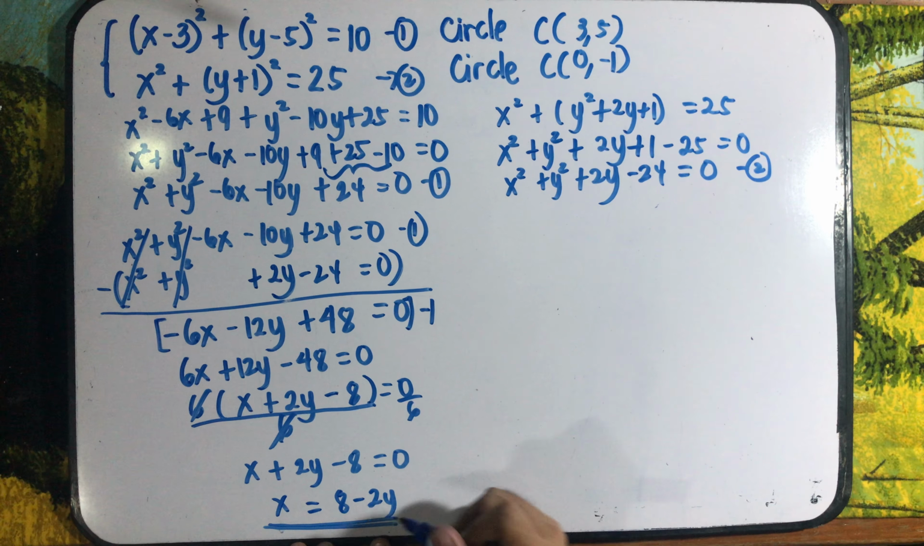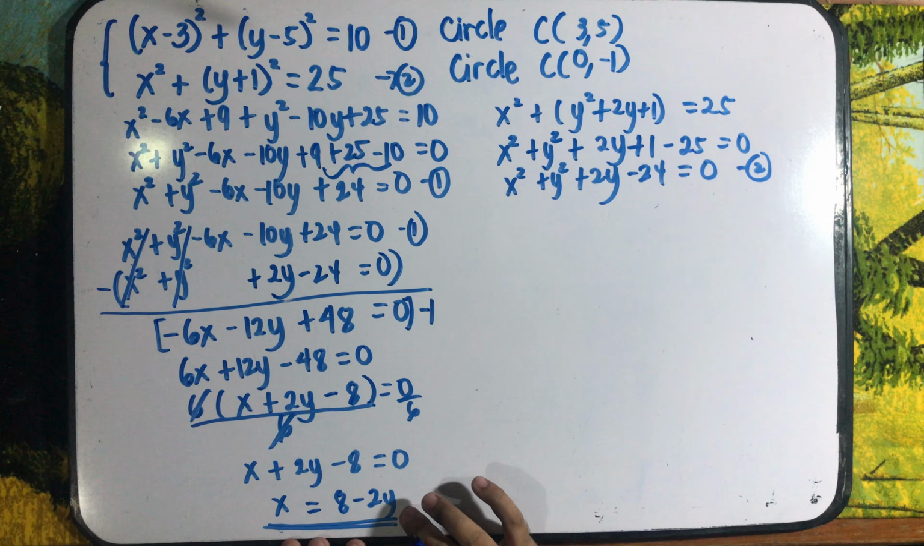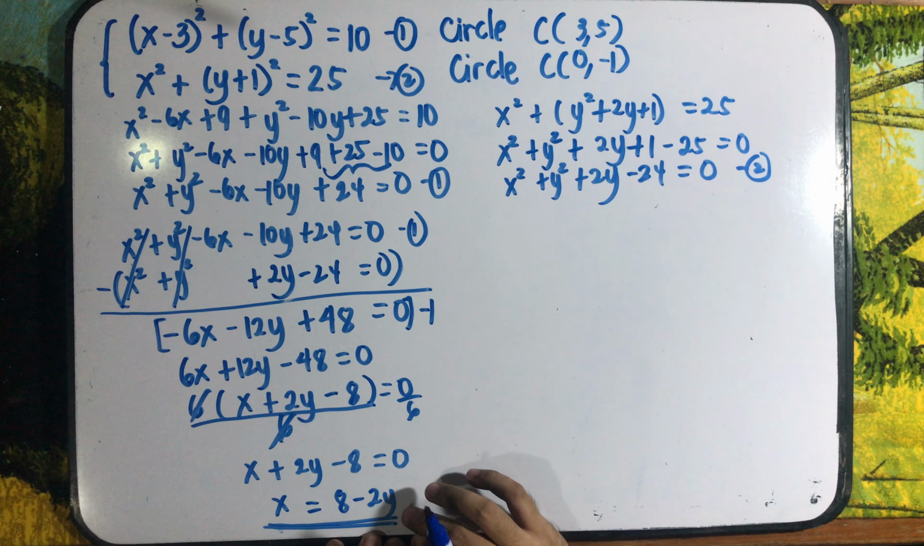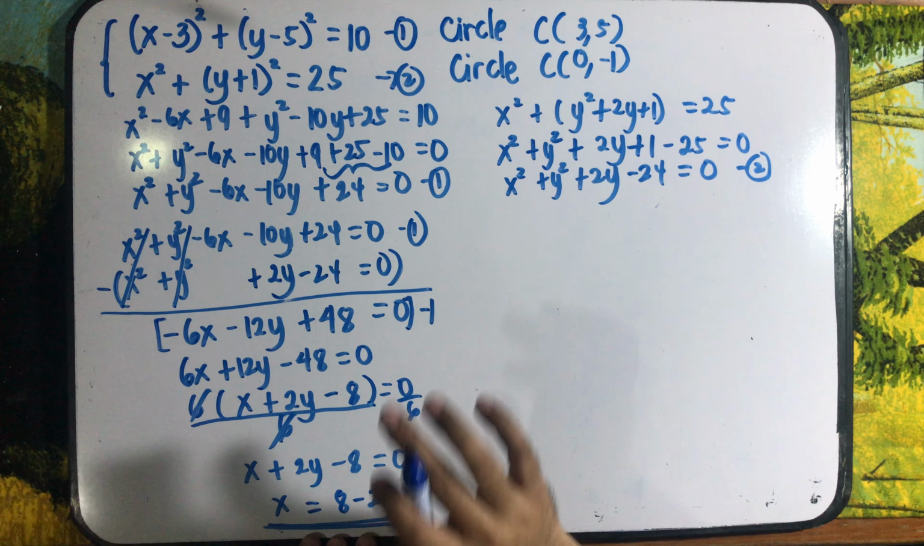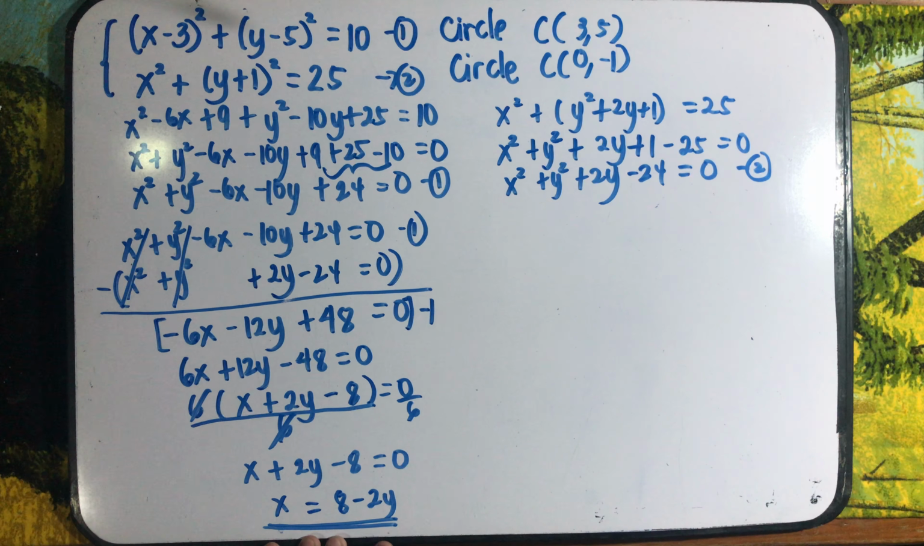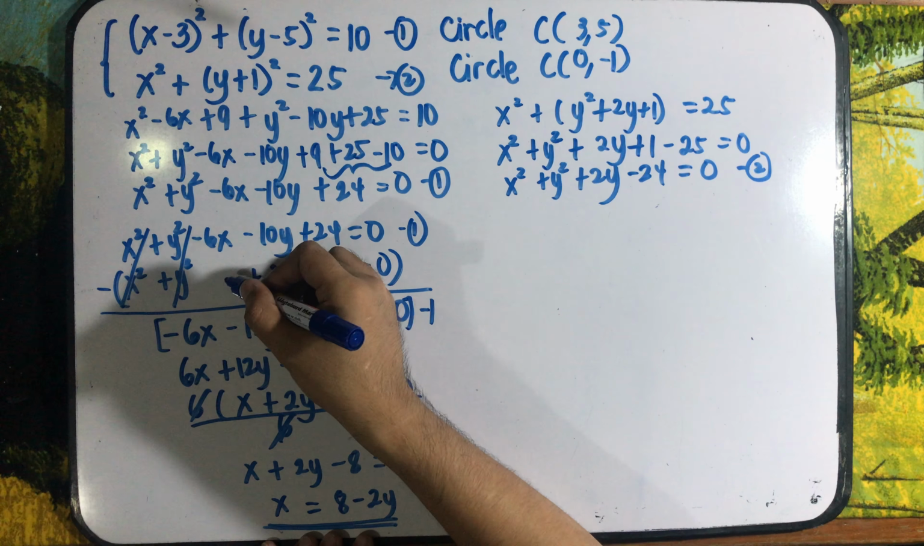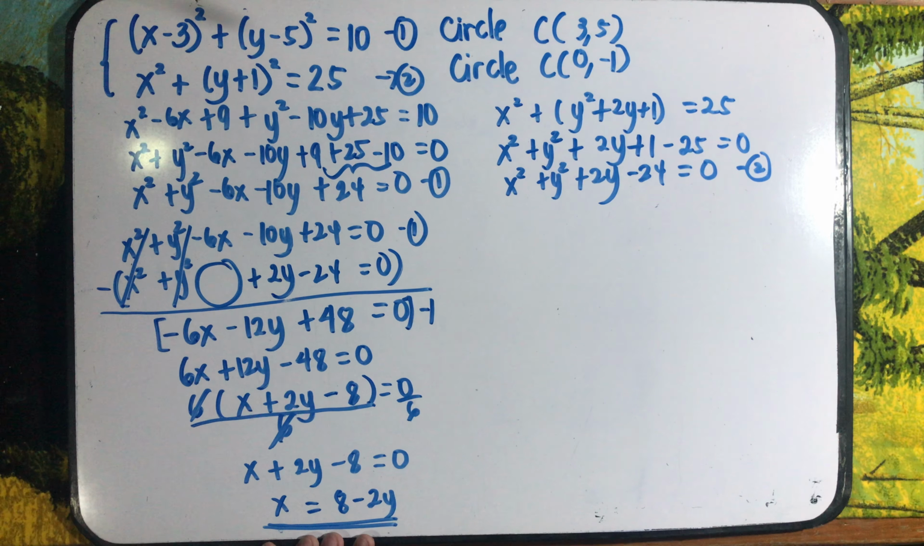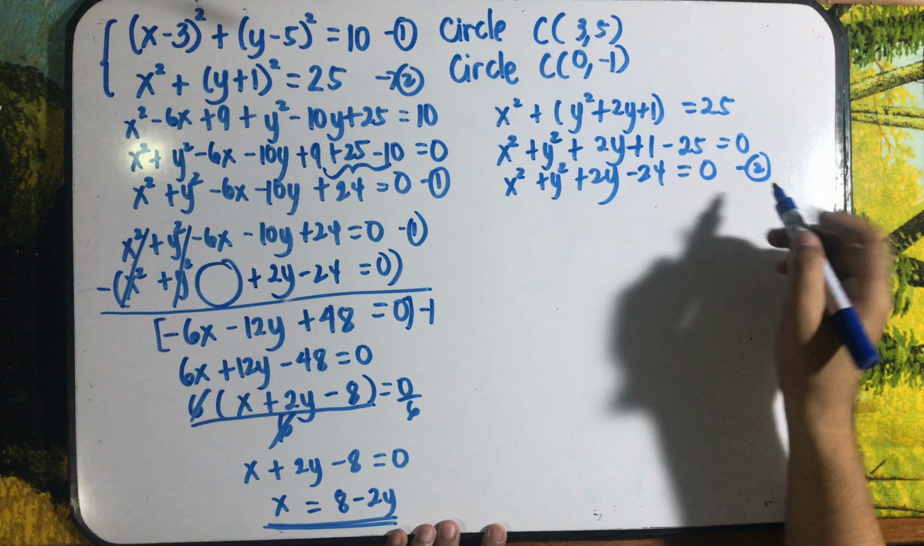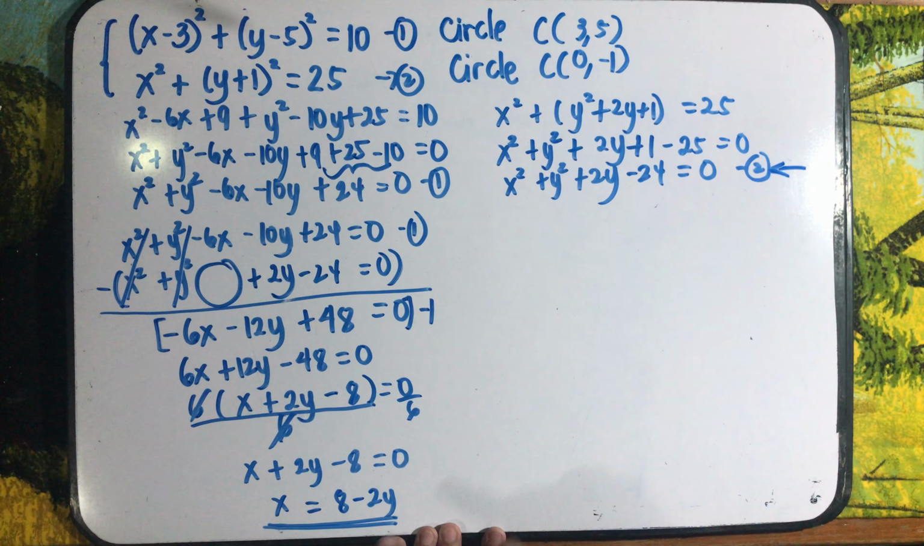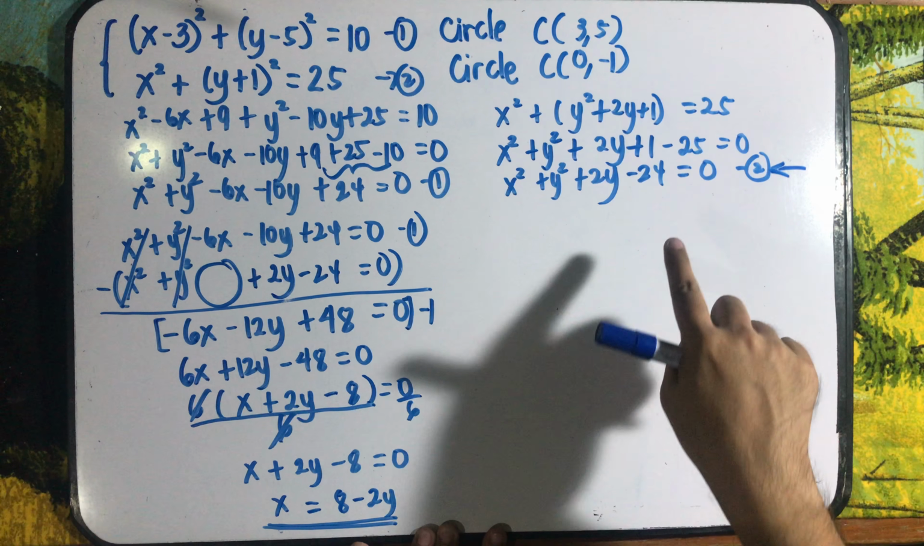Therefore, this is now the value for x if we will be substituting this to any of the equations. So let us now try to substitute. We could substitute x is equal to 8 minus 2y to either the first equation or the second equation. For our convenience, let us choose the second equation, since the second equation will not anymore be dealing with x. This is our second equation. Our x is 8 minus 2y. Therefore, we will replace all the values of x by 8 minus 2y.